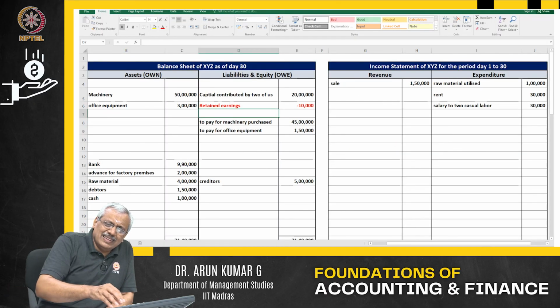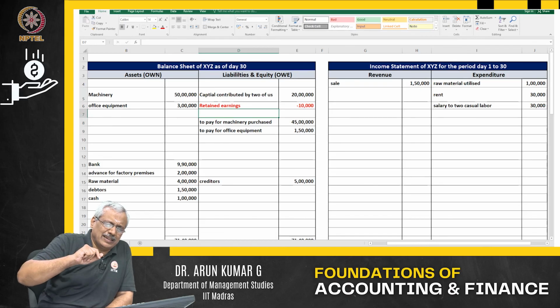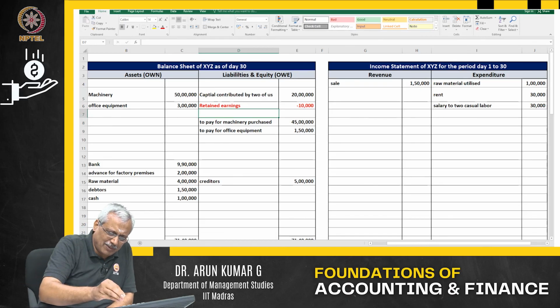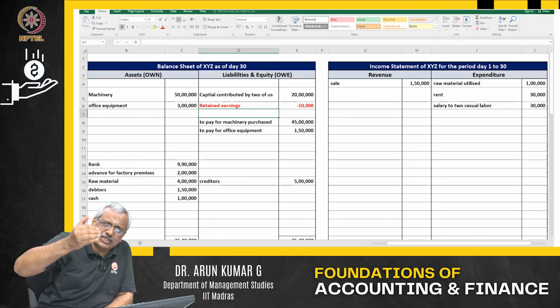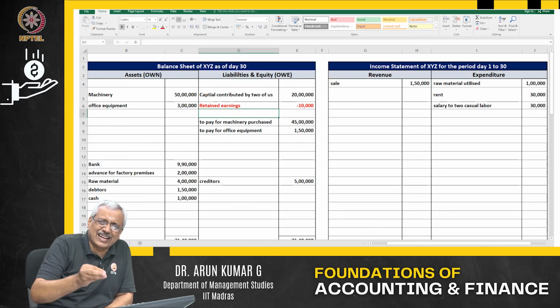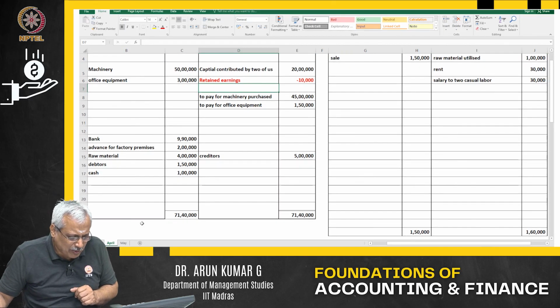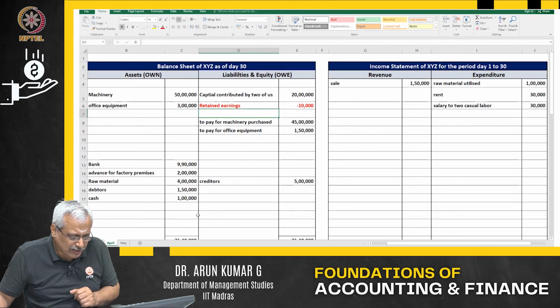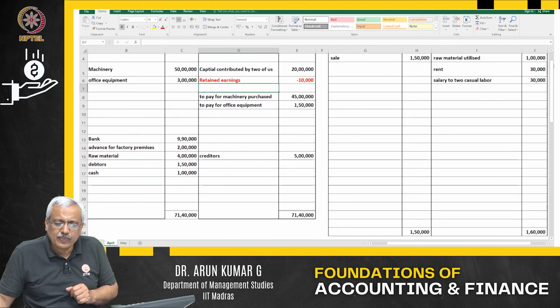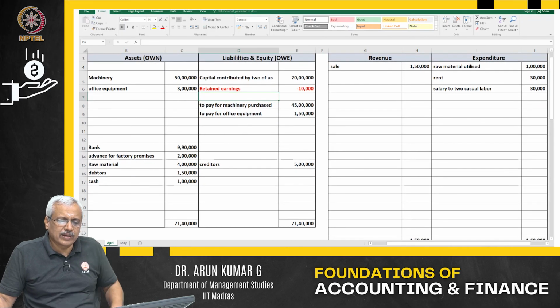I sell all the assets. Imagine I sell the machine for 50 lakhs, it goes for 50 lakhs. Imagine I sell the office equipment for 300,000, it sells. The bank balance is there. I have received the advance back from the owner of the premises. I sell the raw material, I collect money from the debtors, and then I have cash. So what happens? I am able to raise about 71 lakhs 40,000.